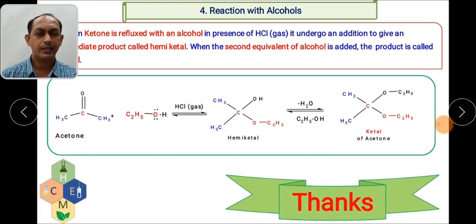So in this particular lecture series, we have seen the addition of Grignard reagent for the preparation of primary, secondary and tertiary alcohol by using aldehyde and ketones, and then second, the reactions of alcohols on aldehyde and ketones to give acetal and ketal.